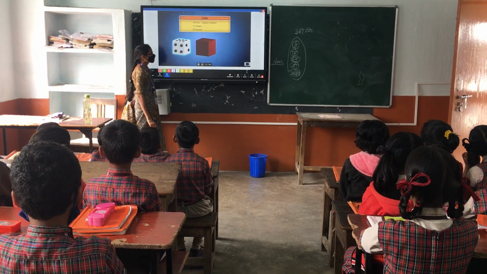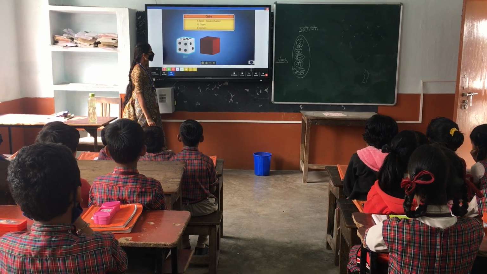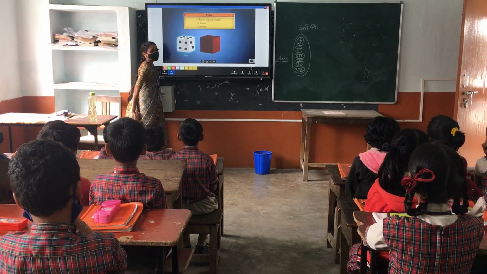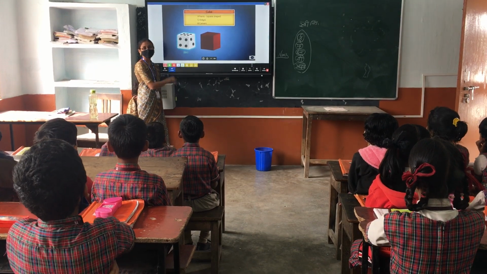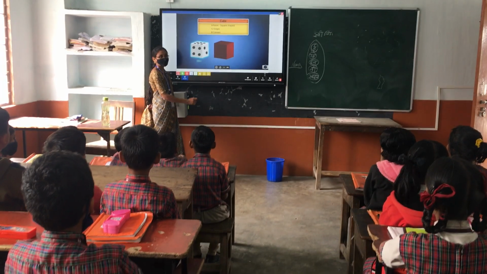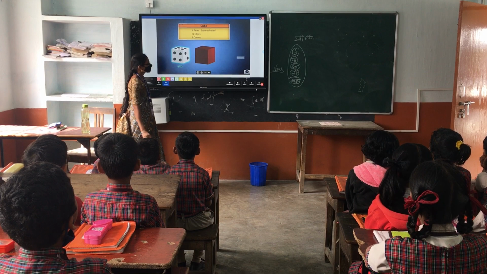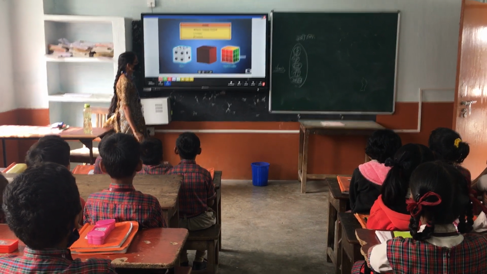We saw that a dice is shaped like a cube. Can you think of any other object that is the shape of a cube? Well, have a look at this Rubik's Cube.